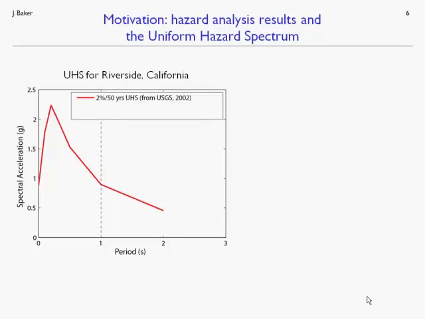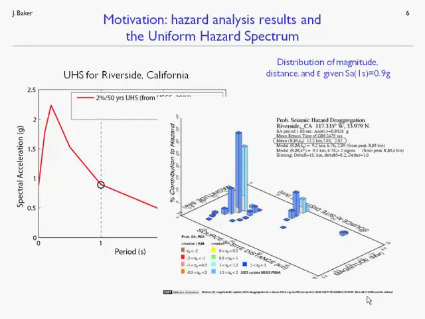Okay, let's look at how that uniform hazard spectrum plays out for a real site. Here I have plotted the uniform hazard spectrum for Riverside, California, as obtained from information provided by the U.S. Geological Survey in the 2002 version of their maps. For periods between 0 and 2 seconds, they provide the amplitudes of spectral accelerations that have 2% probability of exceedance in 50 years. Let's say we're interested specifically in the spectral acceleration at 1 second. That's an amplitude of about 0.9 g in this case. And we can do deaggregation, that's information provided by the U.S. Geological Survey, to tell us what's the distribution of magnitudes, distances, and a third parameter, epsilon.